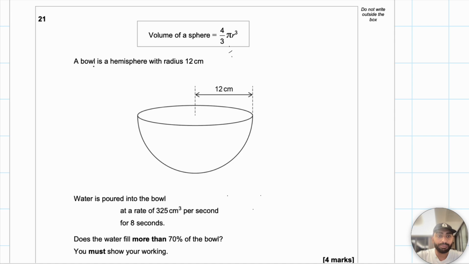Question 21. A ball is a hemisphere with radius 12 centimeters. It's asking us, does the water fill more than 70% of the ball? Let's work out the volume of this ball. It's given us the volume of a sphere, but this is a hemisphere. It's half of a sphere, so we need to divide that by 2. To find the volume of this hemisphere, we'll substitute 12, because this is a radius, into this formula where r is. So 4/3 multiplied by pi multiplied by 12 cubed. And then we need to divide that by 2.